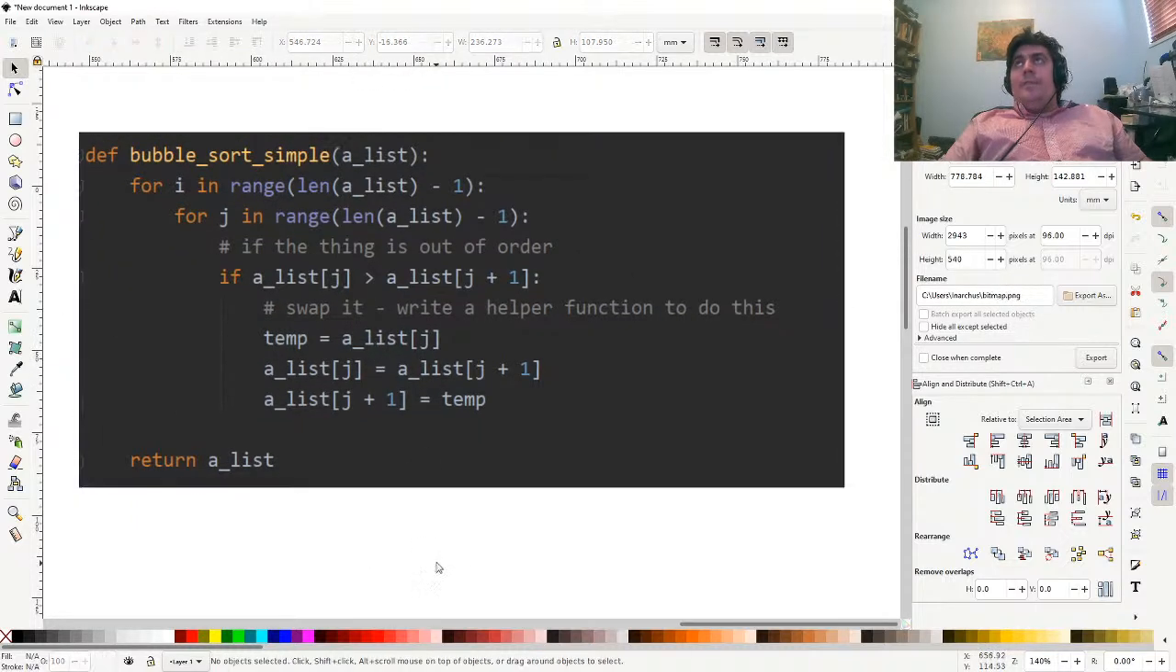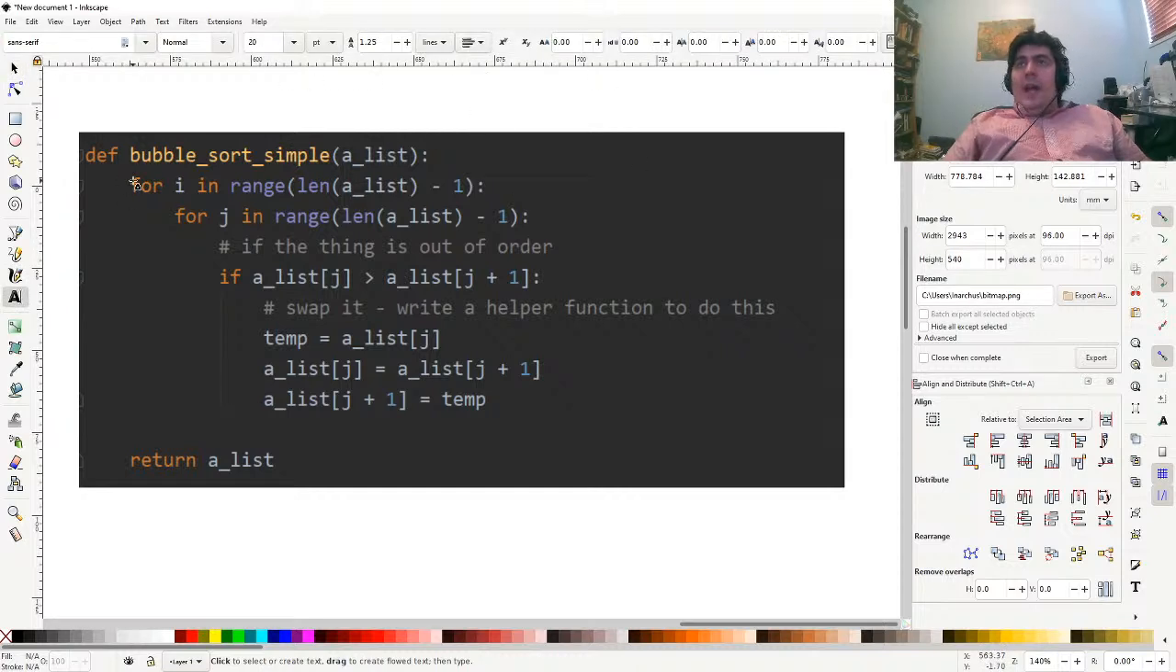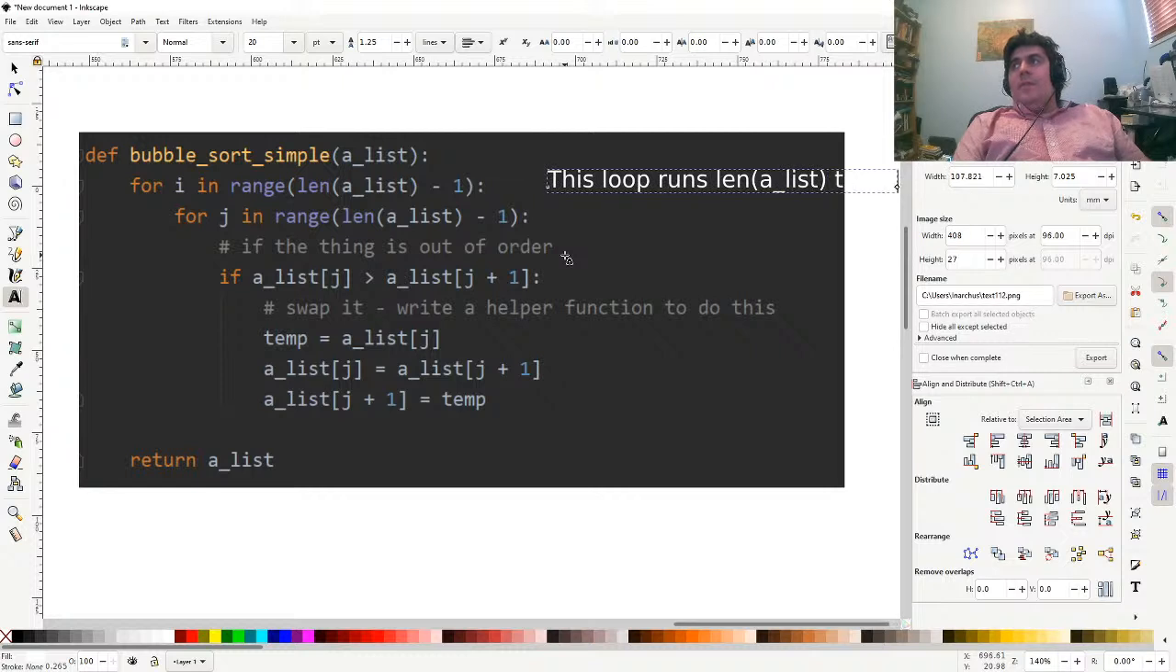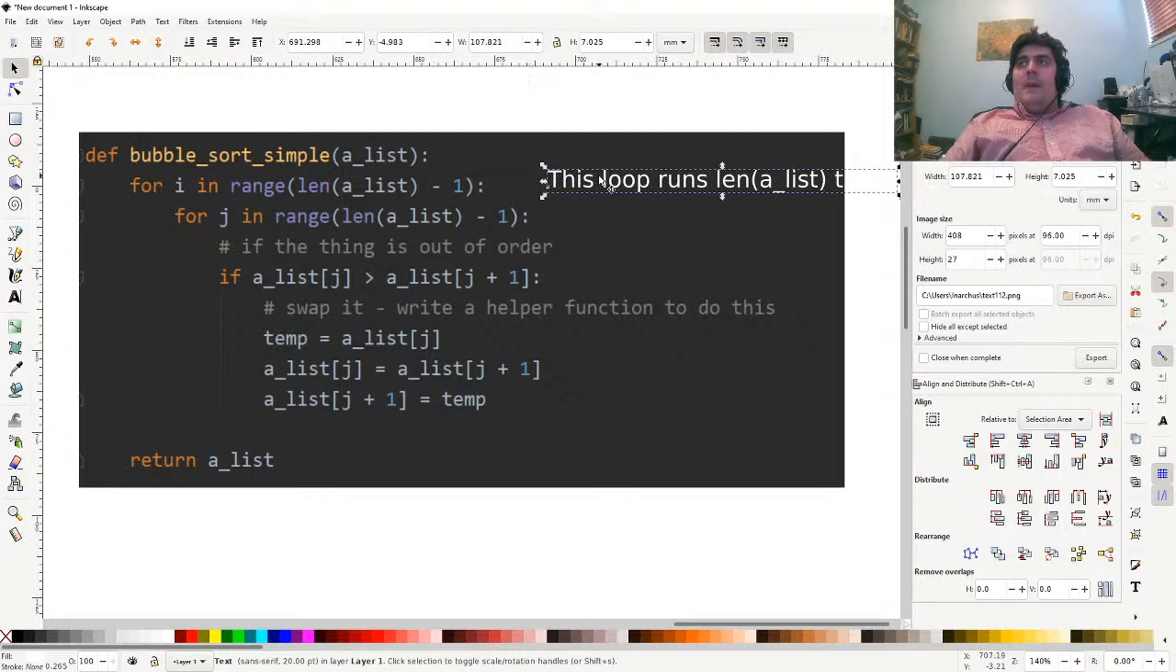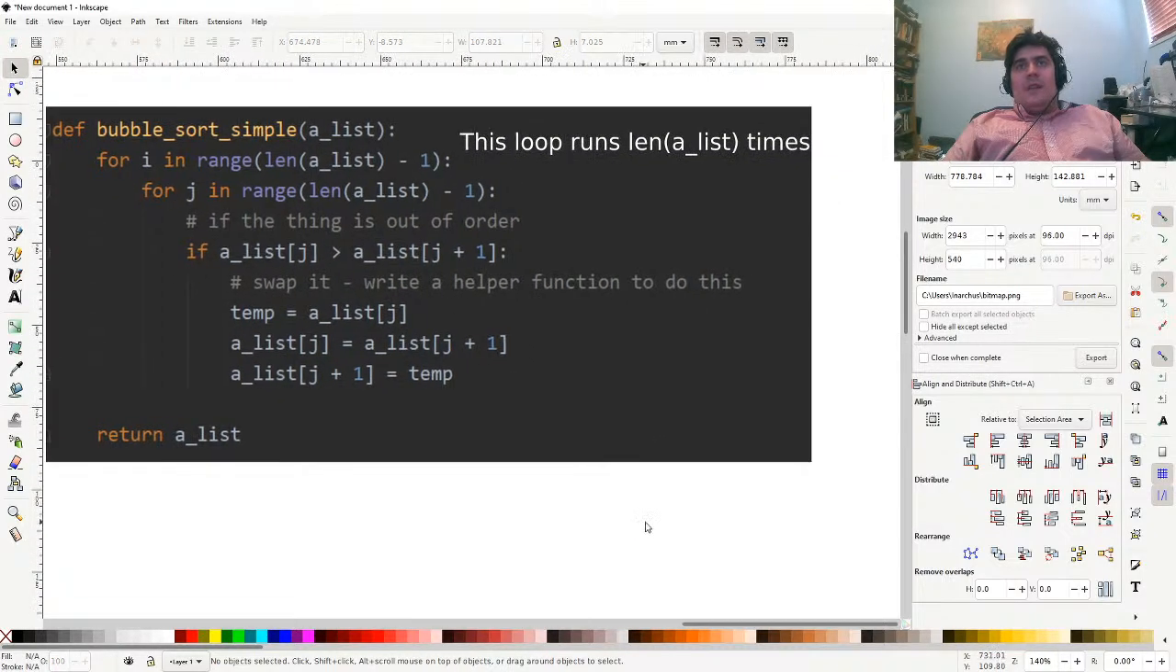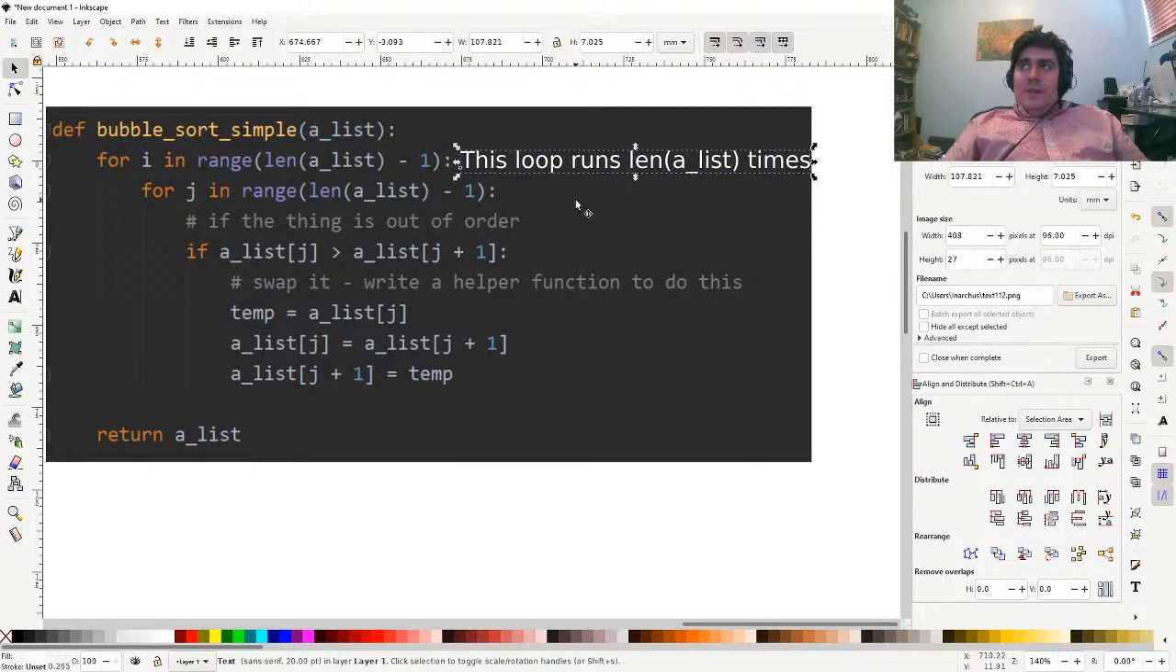So let's look at this algorithm and just think about what we're doing here. We have a loop here, right? And how many times does this loop run? It runs, say, len of a list times. Right? And now you might be like, well, how many times is that? Well, I don't really know how many times that is. It's just however many elements there are in the list. So that's how many times this loop runs.